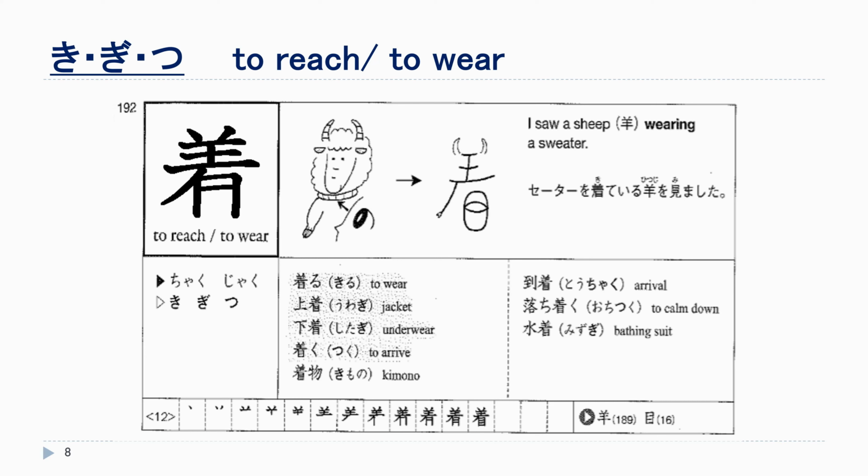1, 2, 3, 4, 5, 6, then 7, 8, 9, 10, 11, 12. So the stroke order is a little different from the hitsuji that we know. 1, 2, 3, 4, 5, 6, 7, 8, 9, 10, 11, 12, 13.